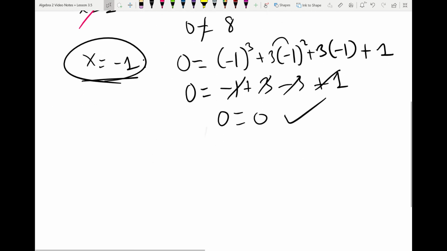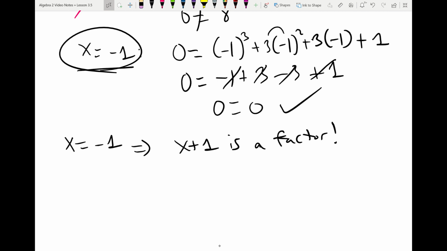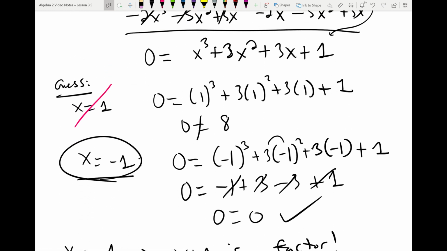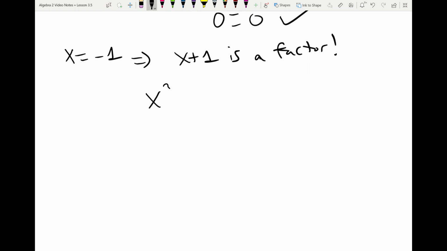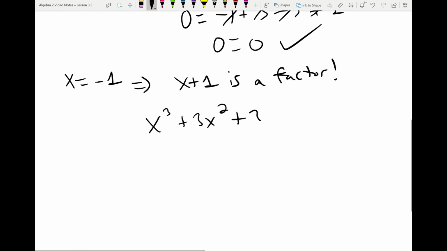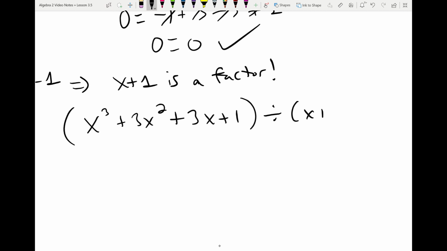How do we find the rest of the solutions? Well, since we know x equals negative 1 is a solution, this means that x plus 1 is a factor. So kind of like what we did before, we're going to do some long division here in order to get the other factors, so that way we can set them equal to 0 and solve. So let's go ahead and get the other factors. Our original is x cubed, 3x squared, 3x, and 1. So we're going to take this and try dividing it by x plus 1.